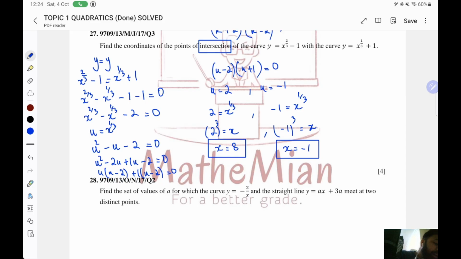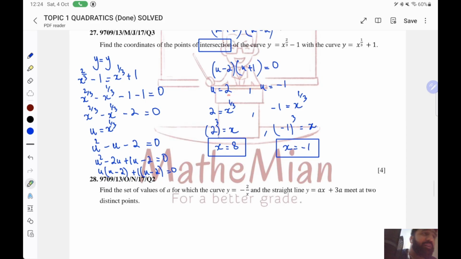I'll repeat that. Can you see that the power on the right hand side is 1 by 3? When you take the power to the other side, the power flips itself. By flip I mean the power 1 over 3 will become 3 over 1. Remember, whenever you take the power to the other side, the power flips itself: if it's 1 by 3 it becomes 3 by 1, if it's 1 by 2 it becomes 2 by 1.